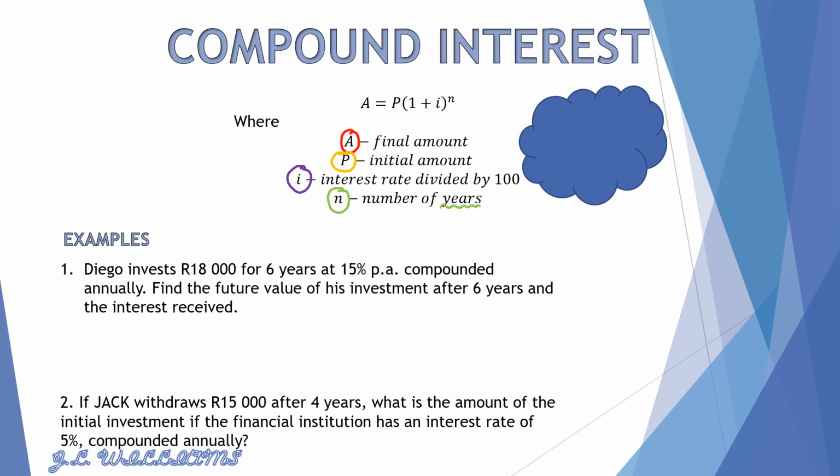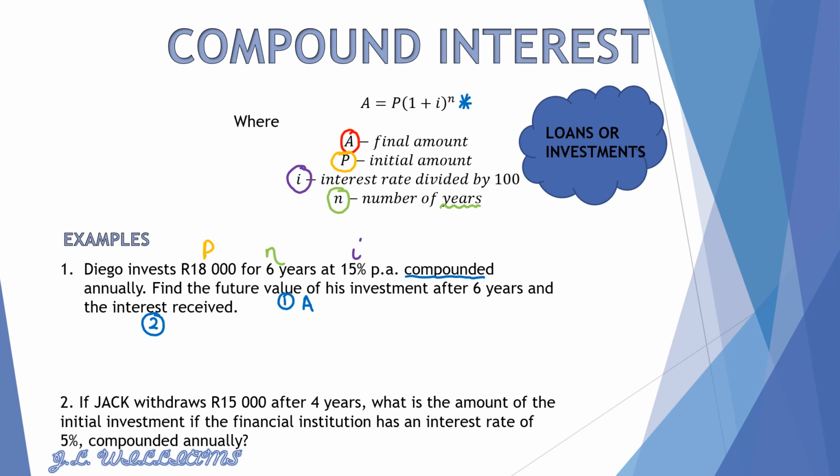So our first example says that Diego invests 18,000 Rand, so that is the P amount, in orange, for 6 years at 15% per annum, so that is in purple. And then they say that this is compound interest, so we know that we need to use this formula, right? So they want to know the future value of his investment, so that's our first instruction. What will the investment be afterwards, after the 6 years, and how much interest is received is the second question for Diego.